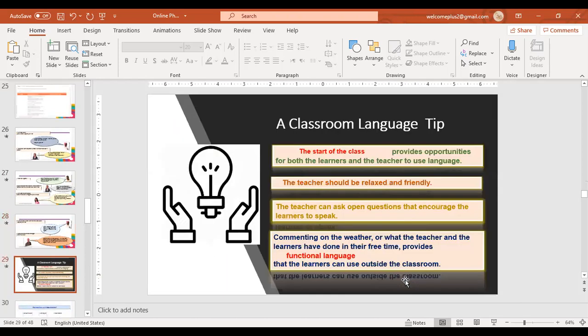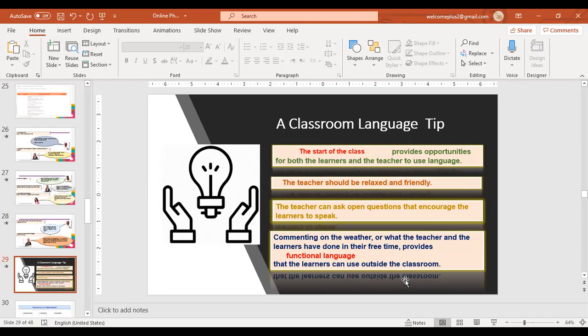We have here a classroom language tip: when to start our class. Provide opportunities for both the learners and teacher to use the language. This is a good recycling of the language for you as teacher and for the students, because they really need to practice the language as long as you and they can. The teacher should be relaxed and friendly. We all need that these days.